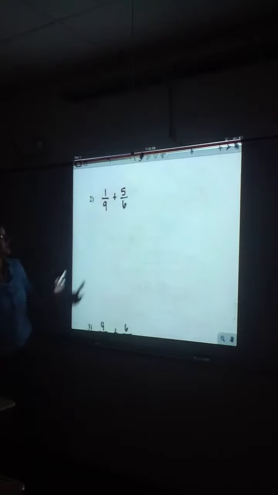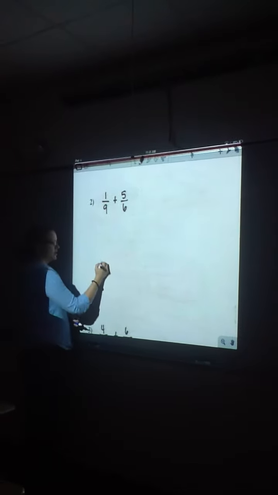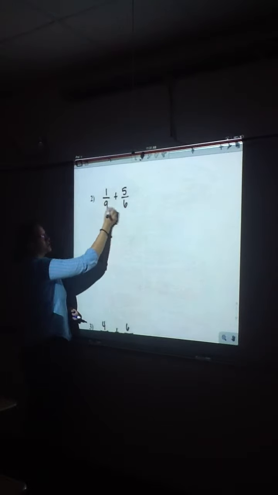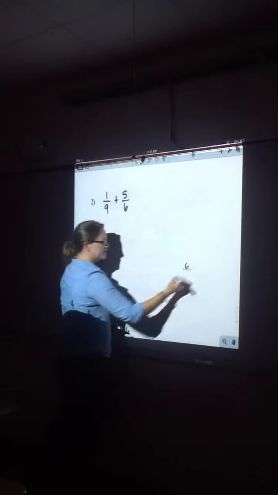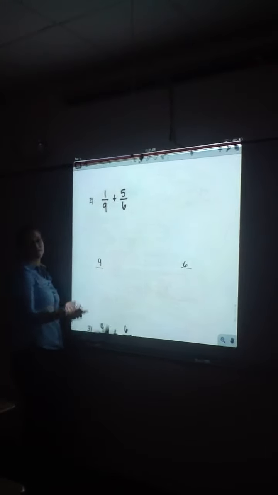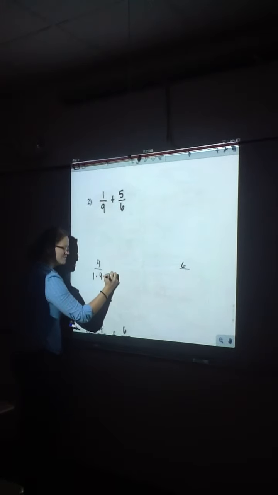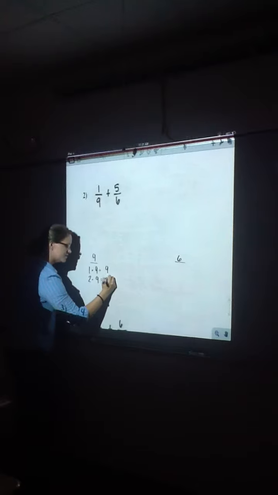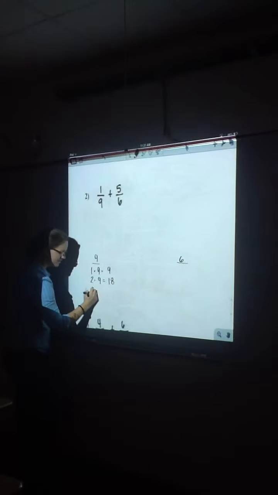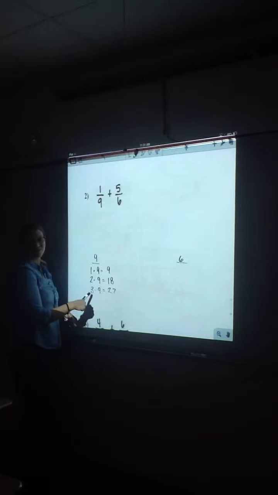Number 2, we're looking at 1 over 9 plus 5 over 6. We're going to do the same thing. Remember, we're working with denominators, so we take the number on the bottom. 9 and 6, we'll list the multiples and find a common number. 1 times 9 is 9. 2 times 9 is 18. And 3 times 9 is 27.